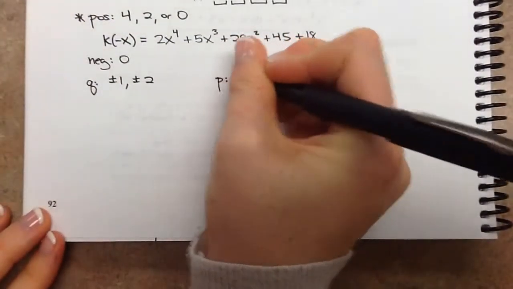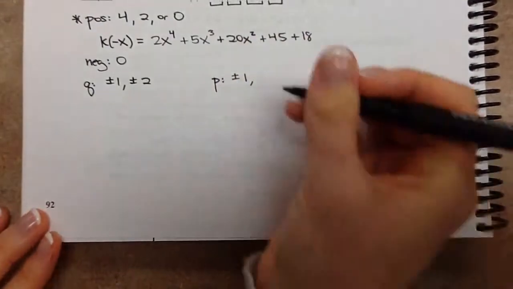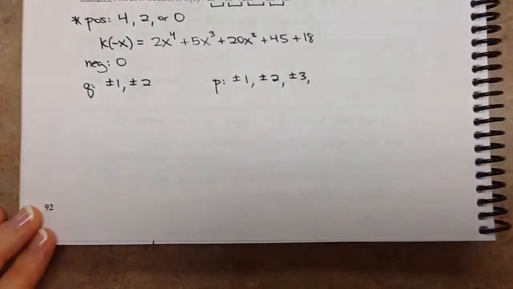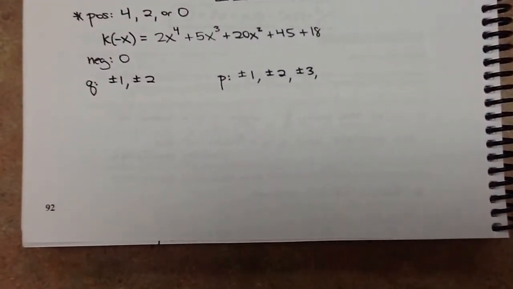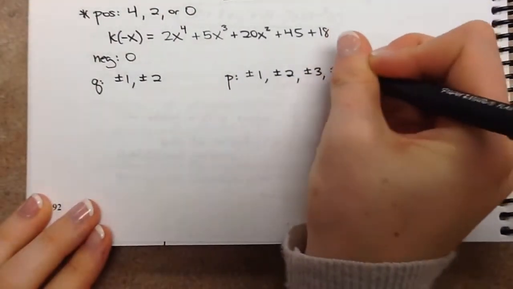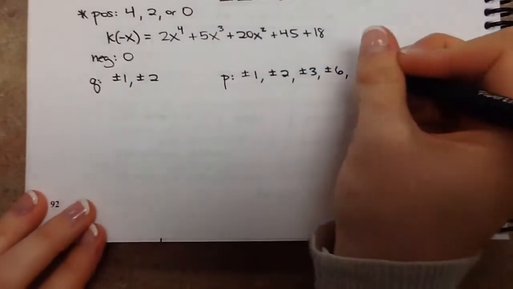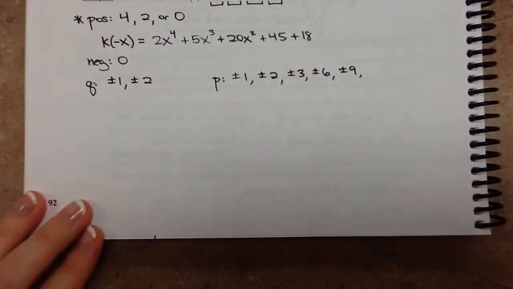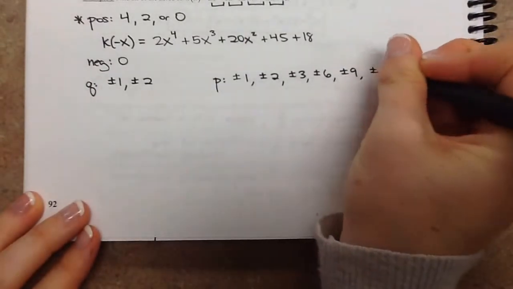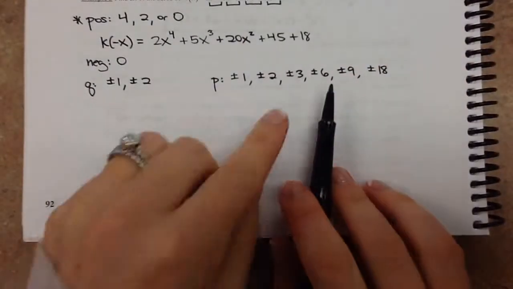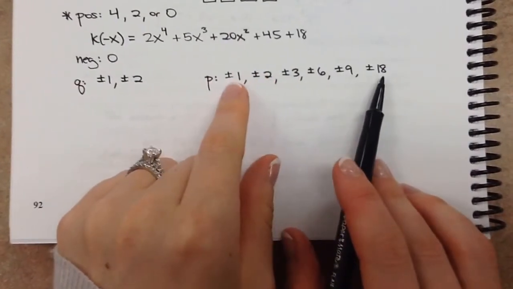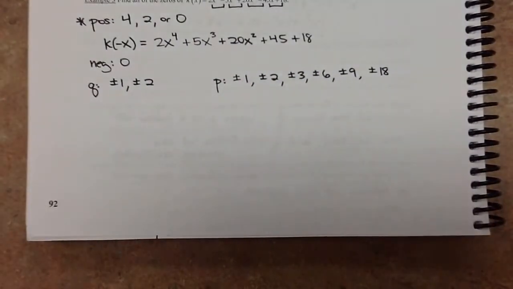So 18 could be plus or minus 1. The next would be 2. 3 is a factor of 18. 4 is not. 5 is not. 6 is. No 7, no 8. 9. 10, 11, 12, 13. Okay, so nothing else, just the 18. And you can see, like, I've got 3 times 6 is 18, 2 times 9 is 18, 1 times 18 is 18. And those are the only possibilities.